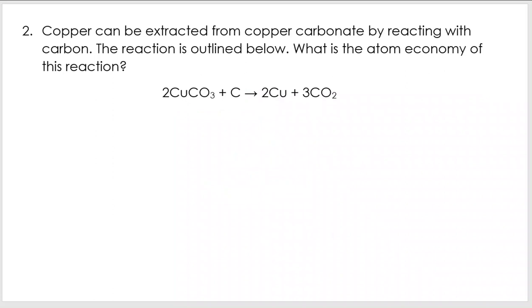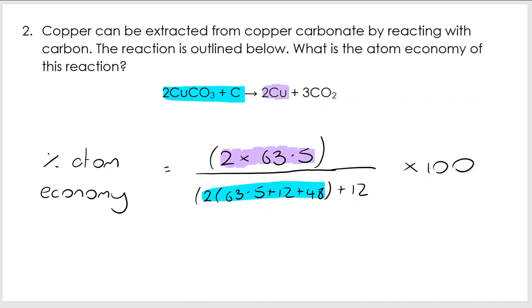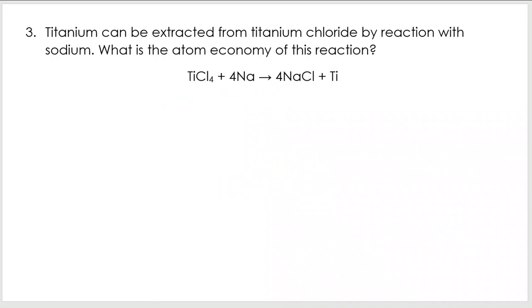In this one, we want to know the atom economy of copper. That's the useful product. So copper, I'm making 2 moles of it, so it's 2 multiplied by 63.5. And then on the other side, my 2CuO and C add up with all of these atomic masses. So when I put those figures in, I get a percentage atom economy of 49.03%. Next, an example for the extraction of titanium.